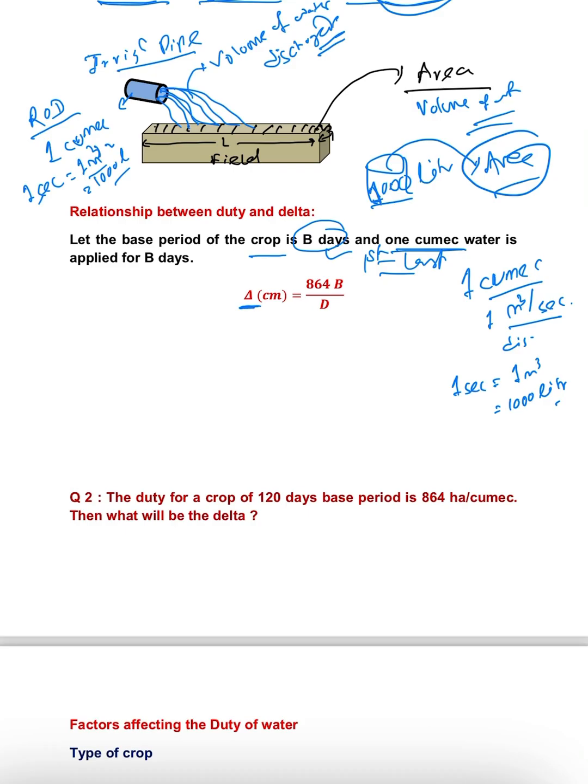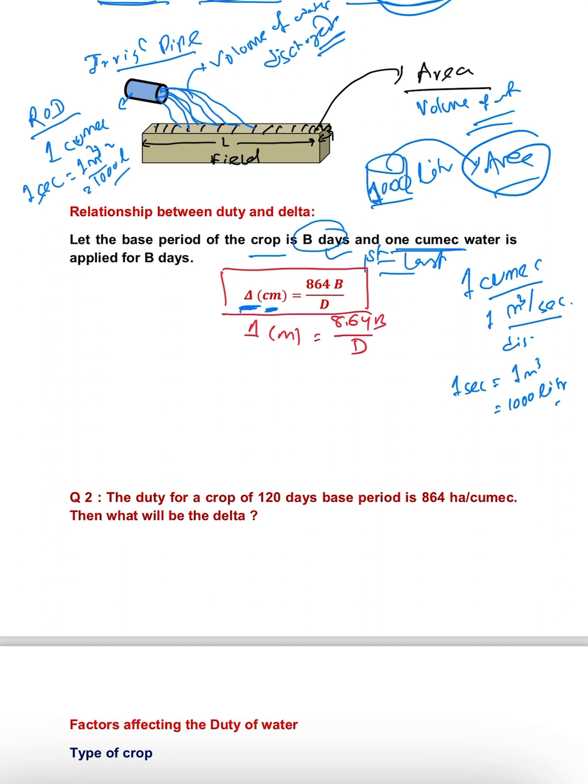Delta means the depth of water, which is expressed in centimeter. So now delta is equal to, if we are going for centimeter, then the answer will be 864B by D. And if the question is asked in terms of meter, then delta in case of meter will be 8.64B divided by D. So how do we get this relation? Let us establish the relation.